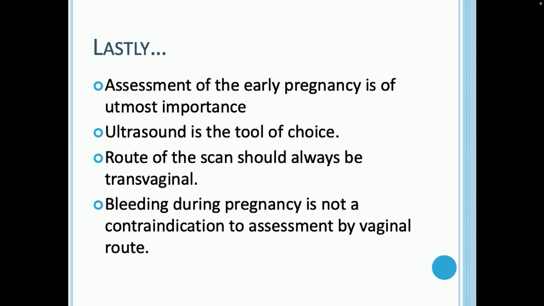The tool of choice is transvaginal scan. Bleeding during the pregnancy.